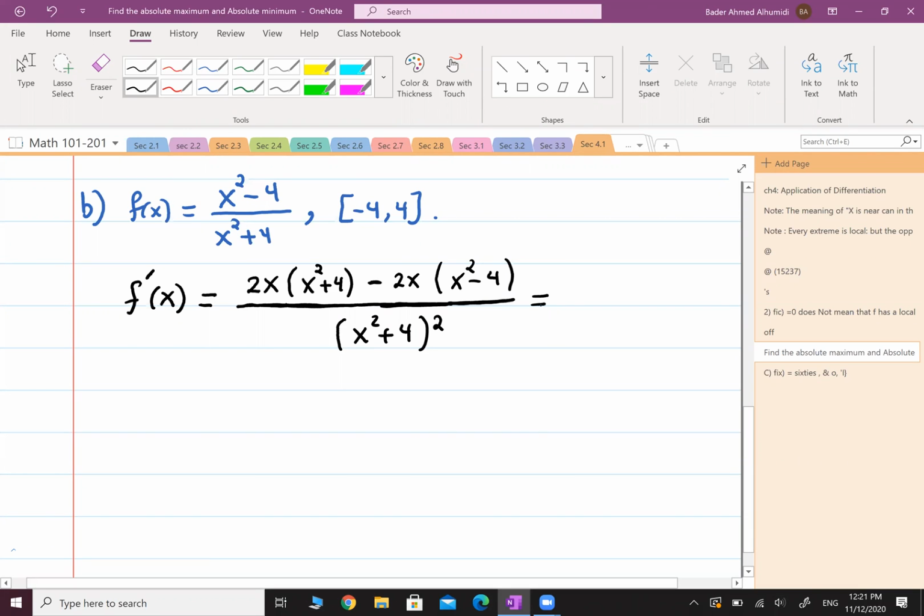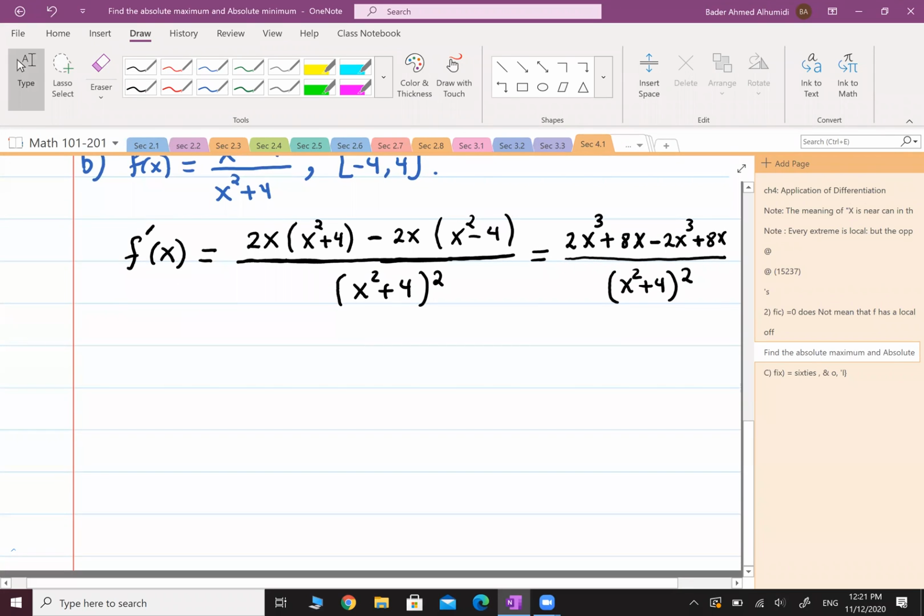I have 2x times x squared, that will give me 2x to the power 3, plus 2x times 4, that is 8x. Then minus 2x times x squared, 2x cubed. Then minus 2x times minus 4, that will give me what? Plus 8x, divided by x squared plus 4 all squared. جميل. يلا نبسط أكثر من كده.